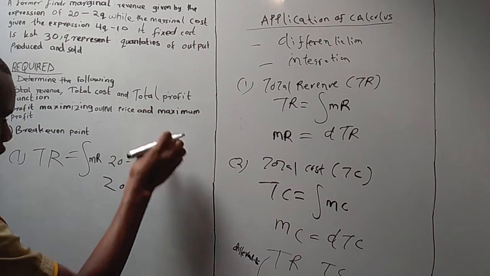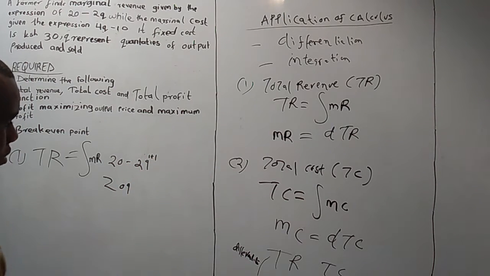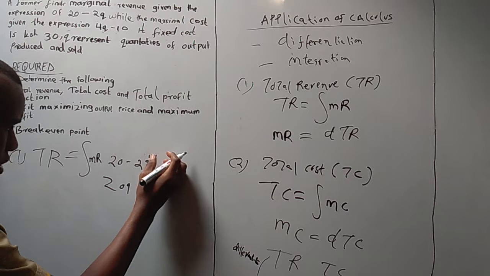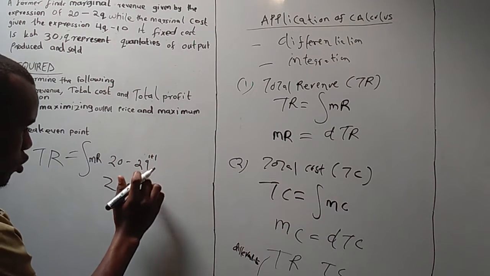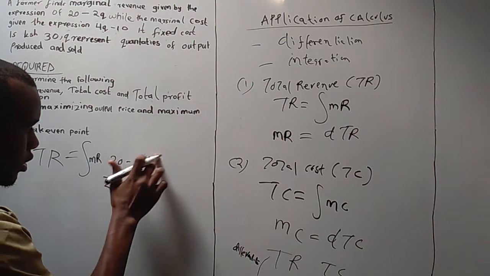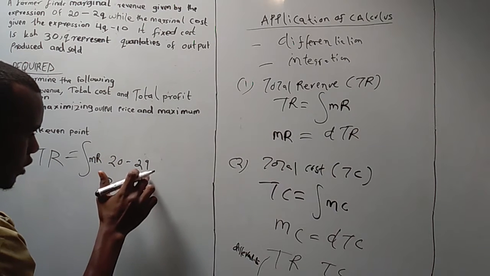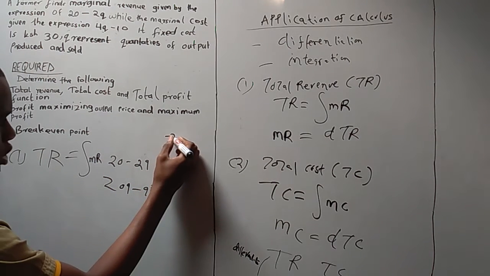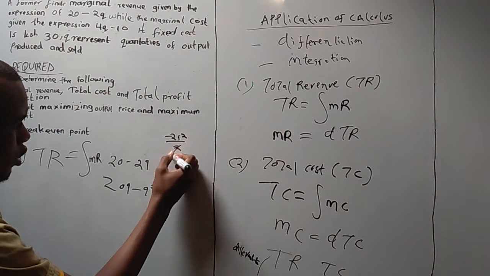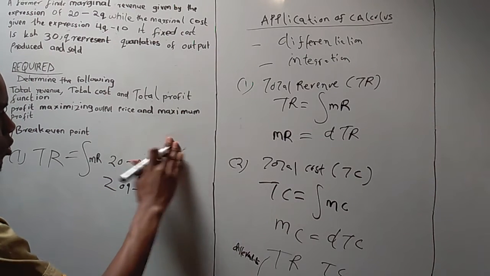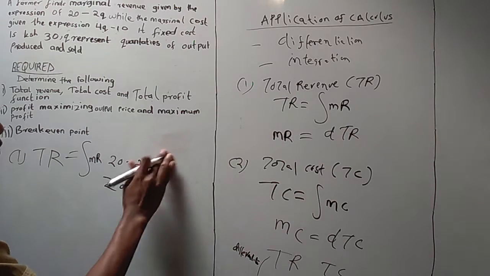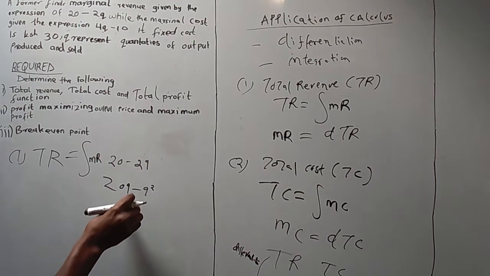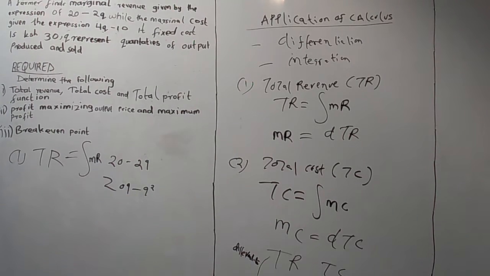Remember, if we are integrating, we add 1 to the power. It was 1 plus 1, which comes to 2. Then we divide by the new power, which is 2. Now, 2Q squared divided by 2 comes to minus Q squared, since it was minus 2Q squared over 2, these 2 and 2 cancel. So we're only remaining with minus Q squared. Now this is our total revenue, the integral of the marginal revenue.